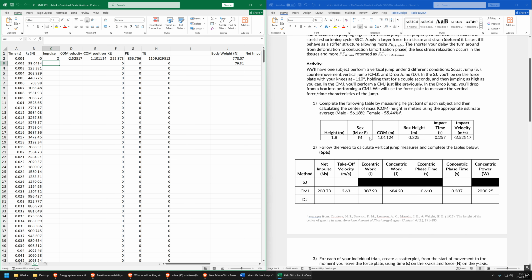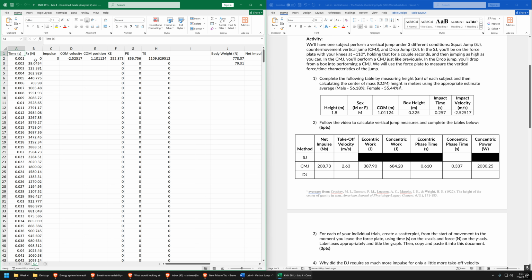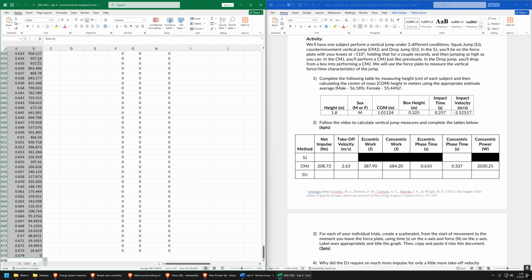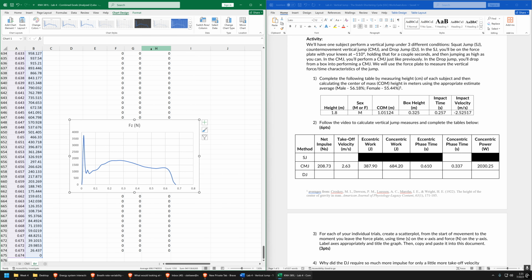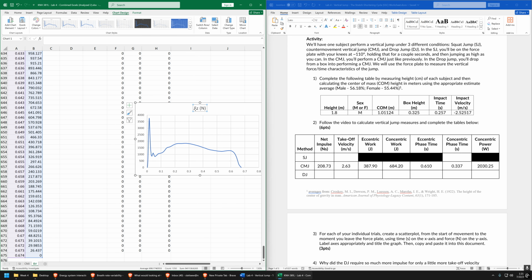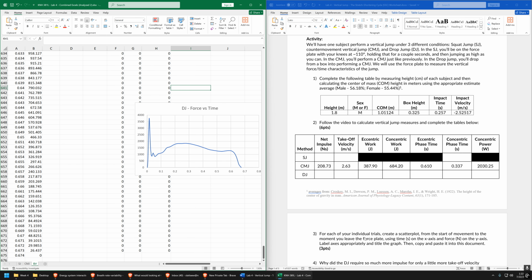So we'll start off by doing a couple things. Start off with the graph that we need to make of this, so just go ahead and make those highlights there. We'll do insert. We can keep the same graph that we did before. We'll name this appropriately: Drop jump, force versus time. And then we'll do that also for the squat jump.